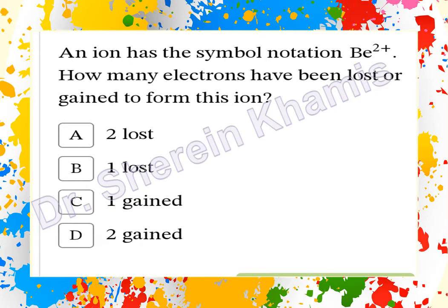What we have in question number 6: an ion has the symbol notation Be, beryllium, plus 2. How many electrons have been lost or gained to form this ion? When we write plus, it means a loss of electrons, as the number of protons is greater than the number of electrons. So we write plus, and we lose 2 electrons. So plus 2 means that the right answer is number A. We lost 2 electrons from the outermost energy level to form this ion.